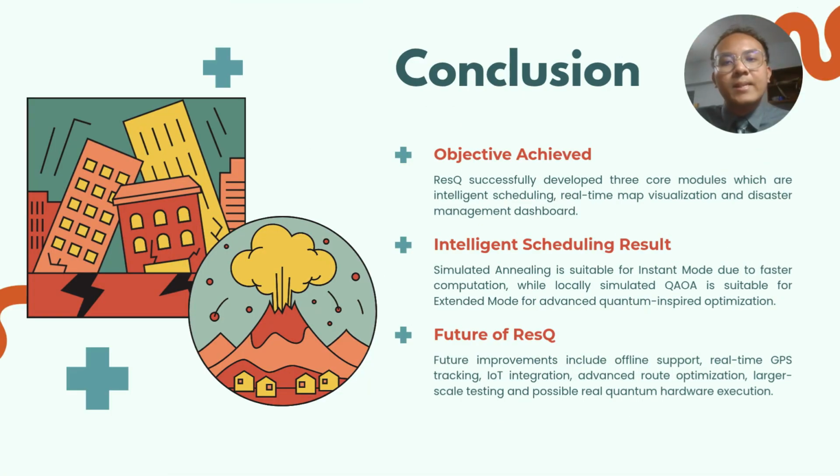To conclude, Rescue successfully achieved its objective by developing 3 core modules, which are intelligent disaster response scheduling, real-time map visualization, and informative disaster management dashboard. Based on the testing, the main functions such as incident reporting, verification, resource management, notification, schedule generation, and role-based access work successfully. For the algorithm result, simulated annealing is suitable for instant mode because it is faster, while QAOA is suitable for extended mode because it provides a more advanced quantum-inspired optimization approach.